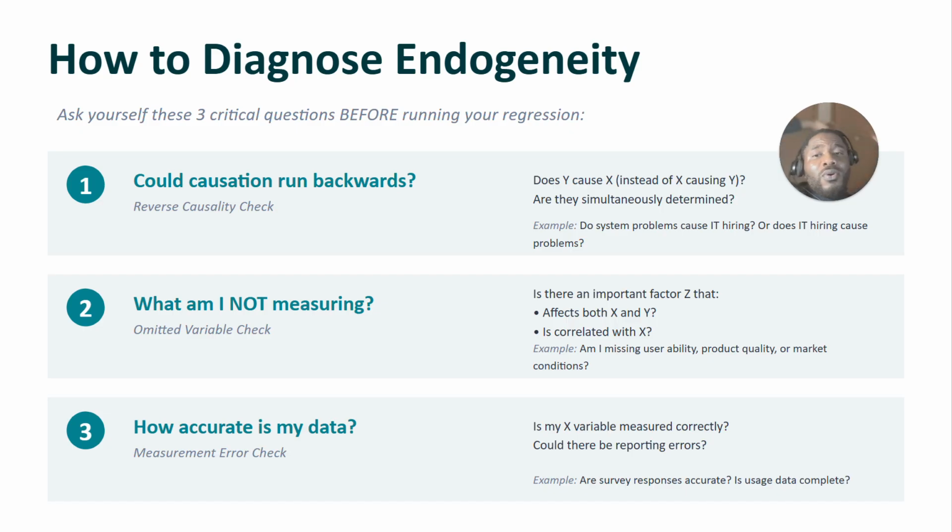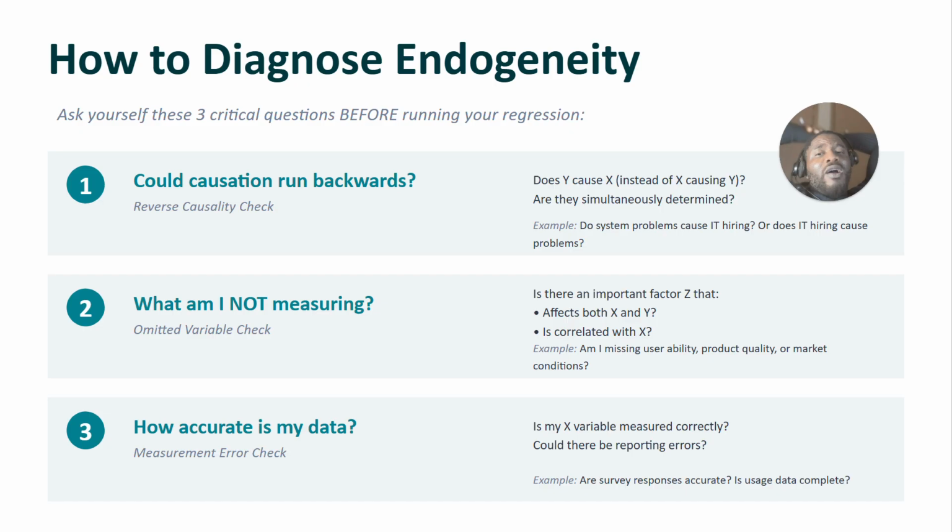Number 2, you have to ask yourself, what am I not measuring? This is the omitted variable check. Think hard. Is there an important factor Z that affects X and Y? Is it correlated with X? Or even is it correlated with Y? For instance, am I missing user ability, product quality, or market condition? Or like in our former example, employees' productivity or employees' smartness.